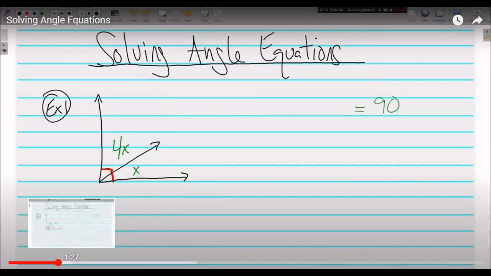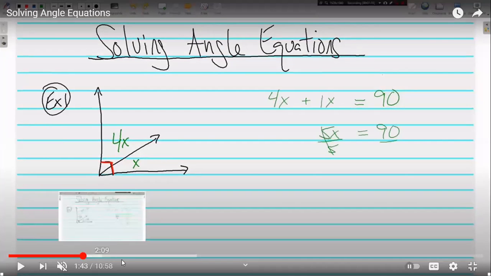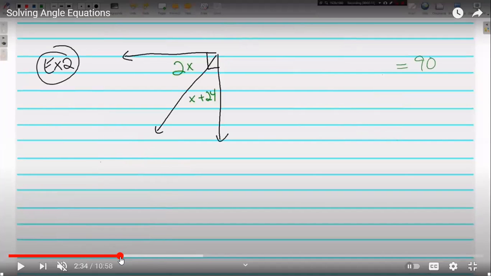This is the question. Here is the question. I'm looking for the measure for each angle. Quickly, I'm waiting. The measure for each angle.